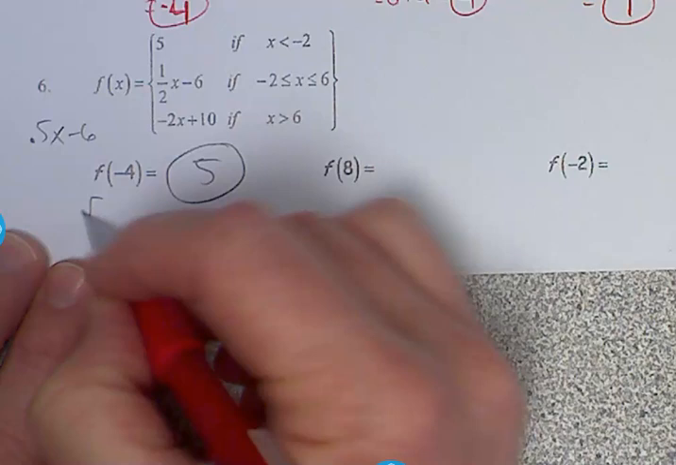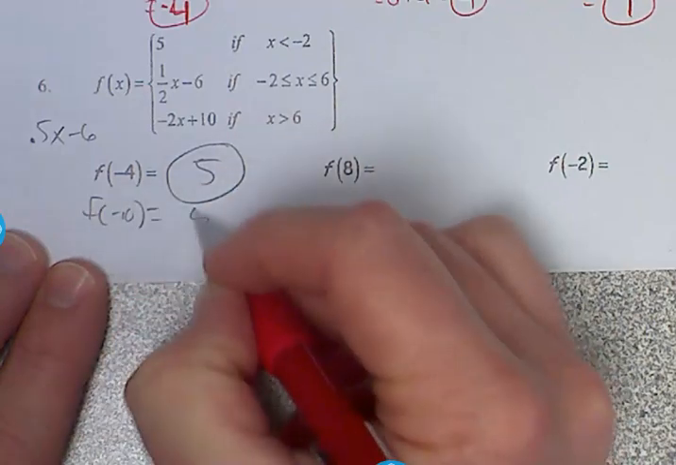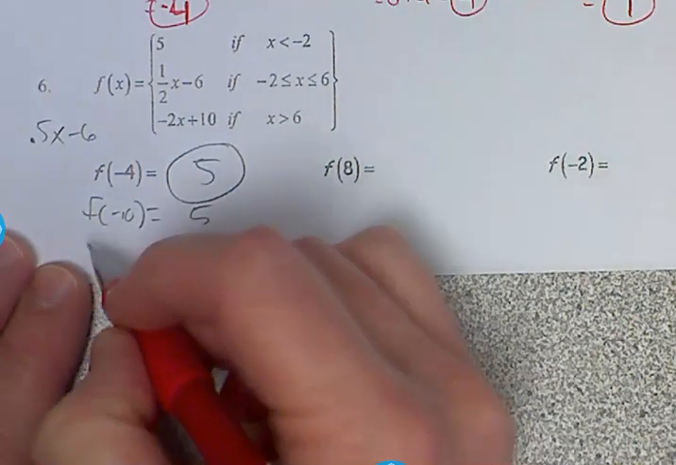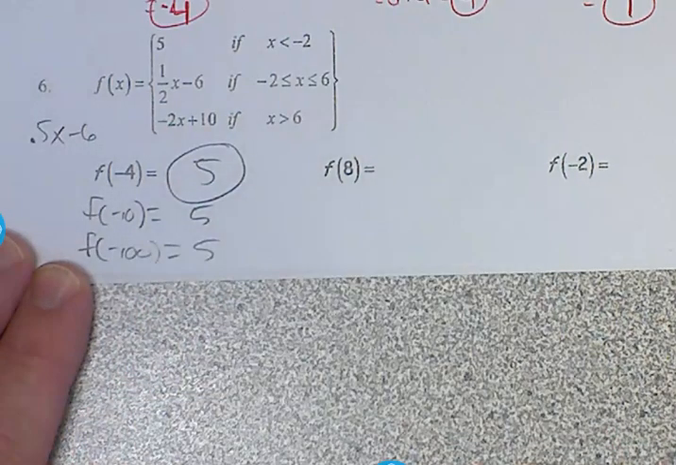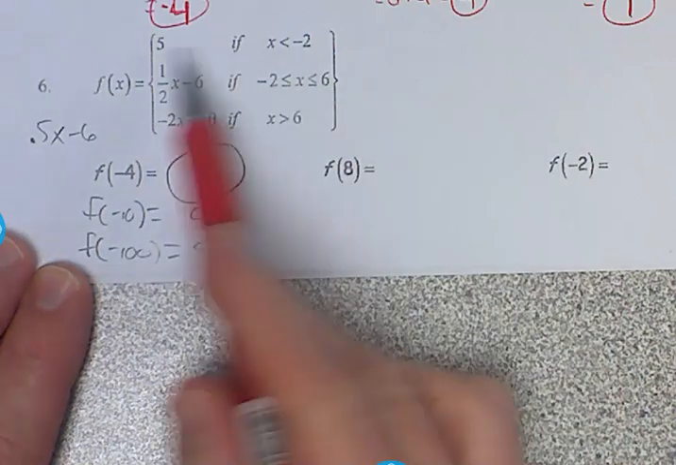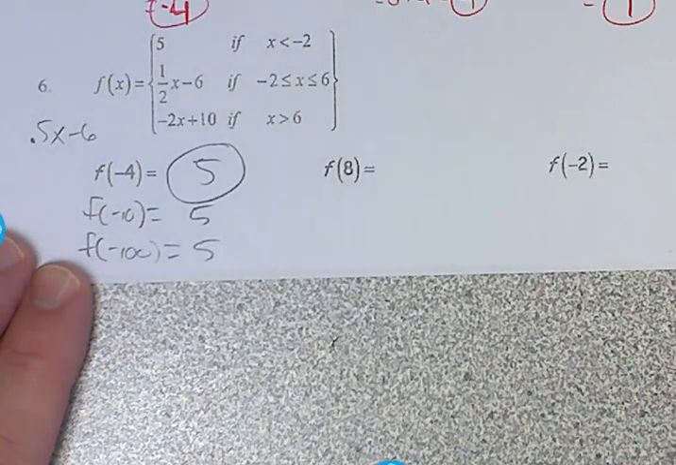They asked for f of -10. Same thing. That answer would just be 5. If they asked for f of -100, same thing. That answer would just be 5. So anything that's less than -2, you don't do anything to it. The answer is just 5.